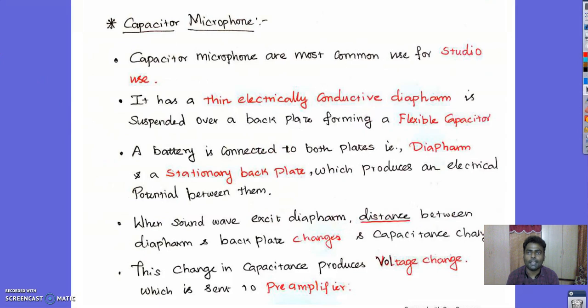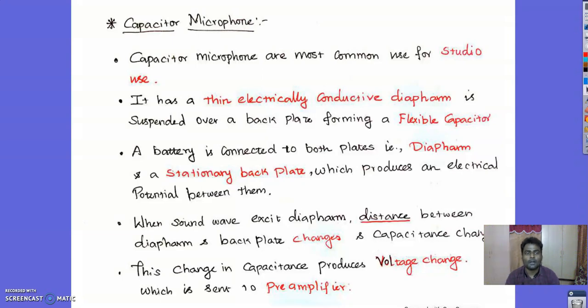One more example of a capacitive transducer which we use in our daily life is the capacitor microphone. The capacitor microphone is most commonly used in studios. In studios there will be a mic while singing a song or recording something, and that mic is nothing but a capacitor microphone, and it has a thin electrically conductive diaphragm.